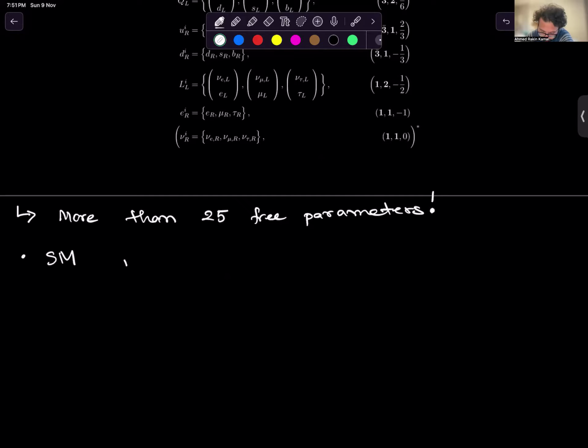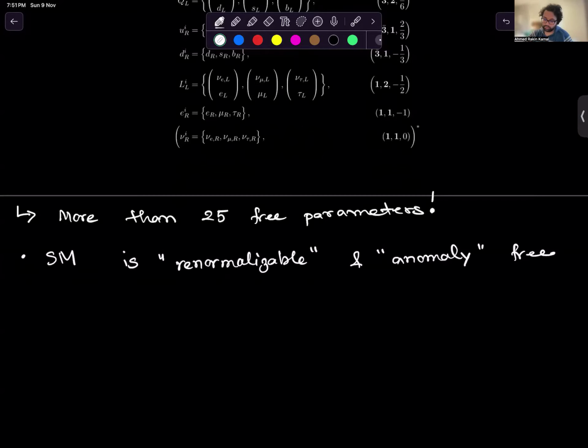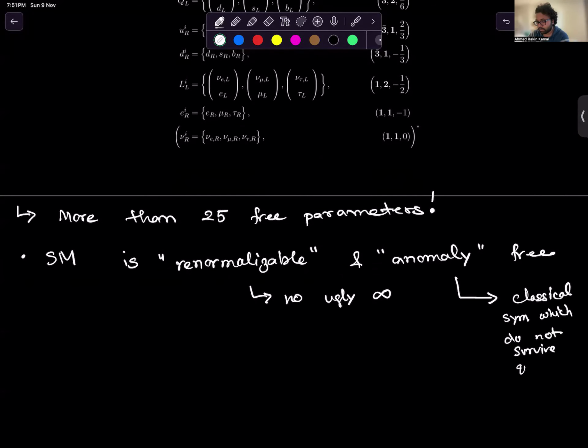A comment about the standard model, as we should know, it is renormalizable, which basically means it is free of infinities and ugly business, and anomaly free. And this anomaly is basically a classical symmetry which does not survive as we go to some quantum process, which does not survive quantumness, let's say.